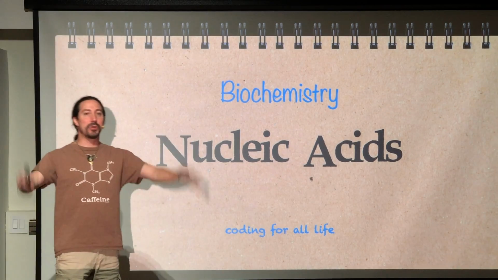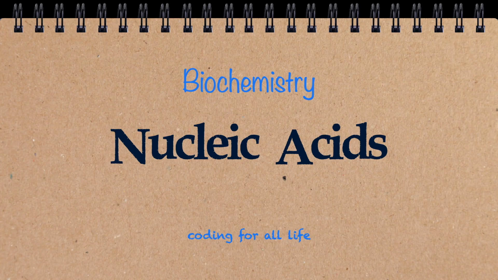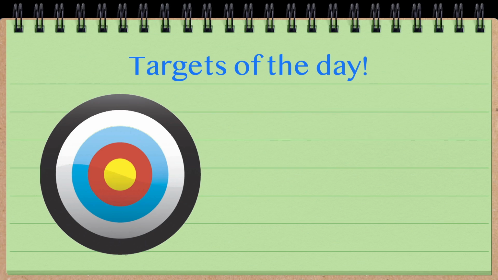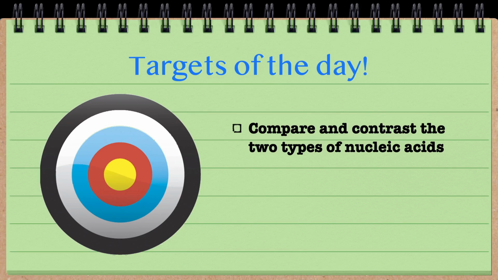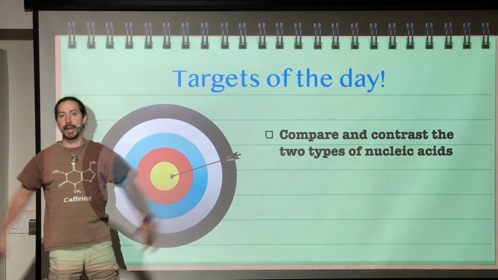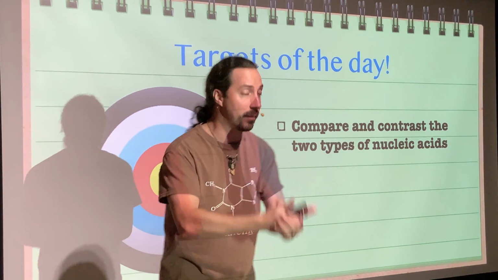Hello and welcome to our final episode on our unit of biochemistry. So let's look at nucleic acids. Let's get this thing started. Our first learning target of the day is to compare and contrast the two types of nucleic acids. So clearly there are two types of nucleic acids and we're going to compare them.